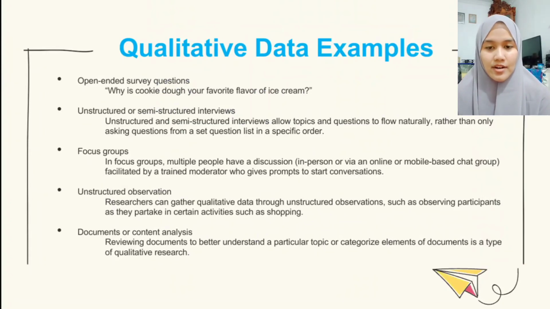Researchers can gather qualitative data through unstructured observation, such as observing participants, and then document or content analysis, reviewing documents to better understand a particular topic or categorize elements of documents, which is a type of qualitative research.